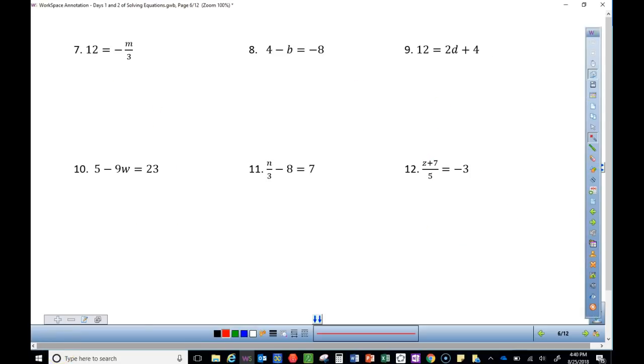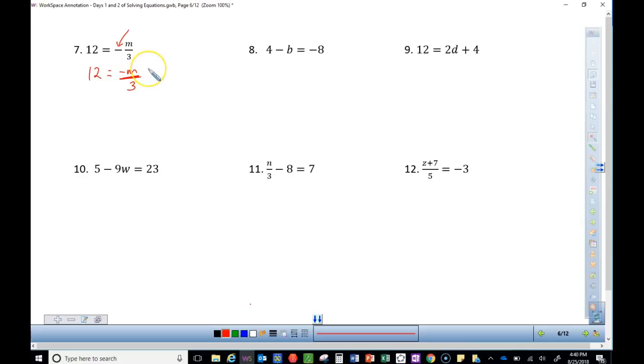Alright, so this next batch gives us an opportunity to worry about these signs a little bit more. So when you have a fraction with a sign next to it, we want to put that sign with the numerator. So I'm going to rewrite this so that it says 12 equals -m over 3. So I know where that negative is. We'll never ever put it with the denominator. Okay, so -m is being divided by 3.